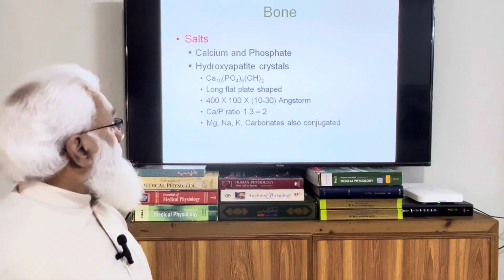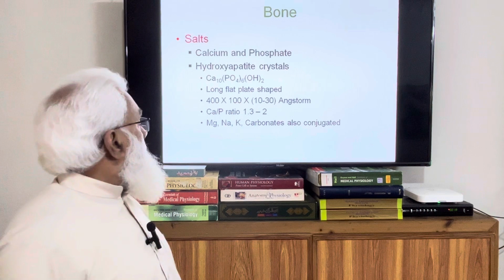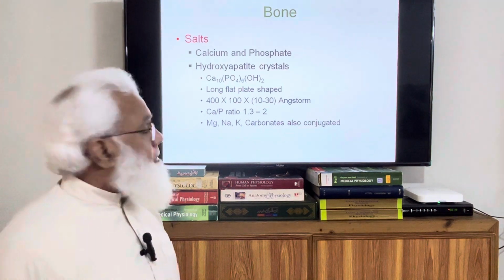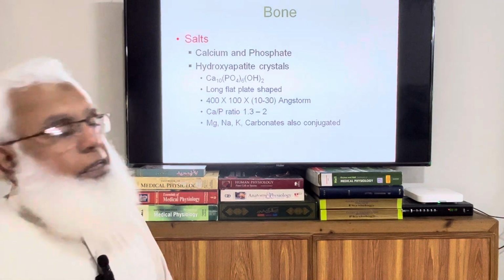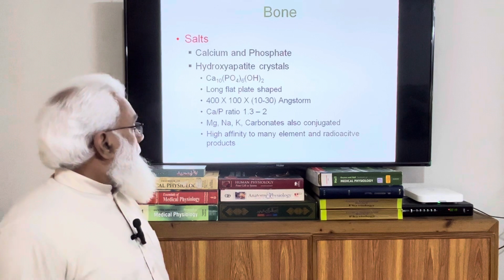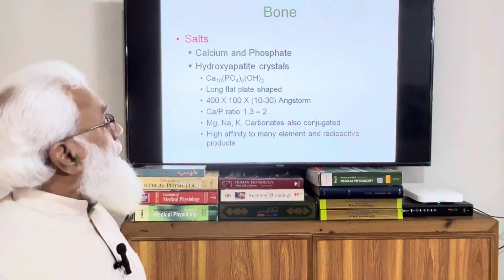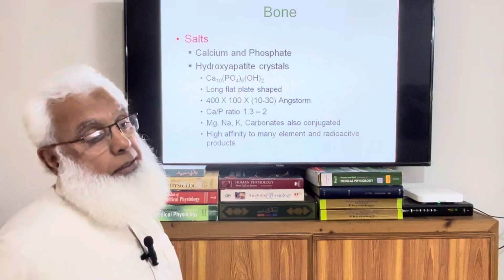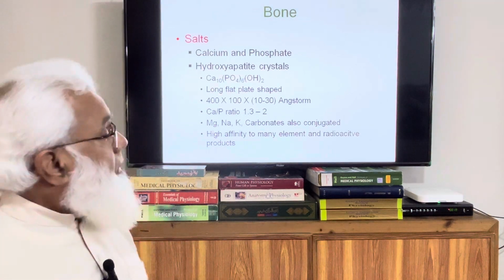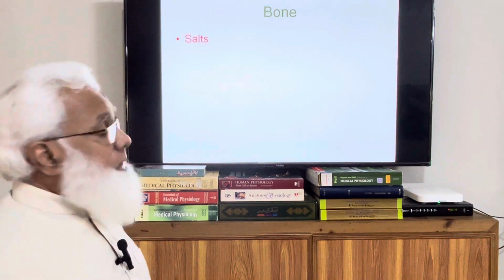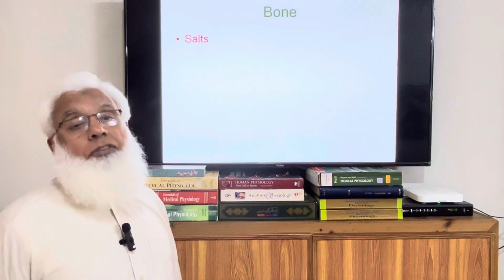Then magnesium, sodium, potassium and carbonates are also conjugated to these salts. Primarily they are hydroxyapatite crystals, with high affinity to many other elements and radioactive products, so those can be conjugated to them. This was the crystalline form of the bone salts.